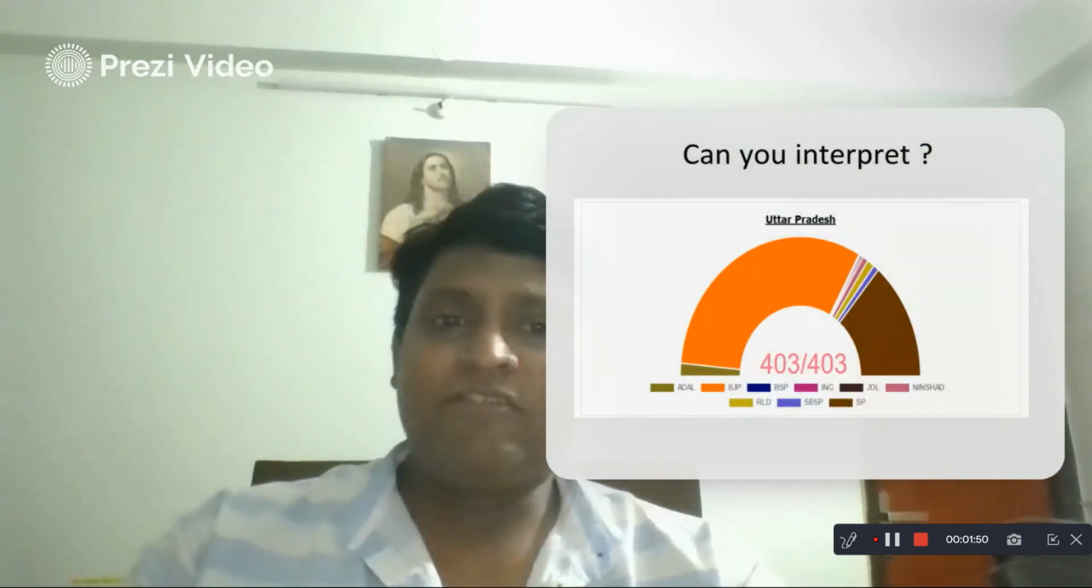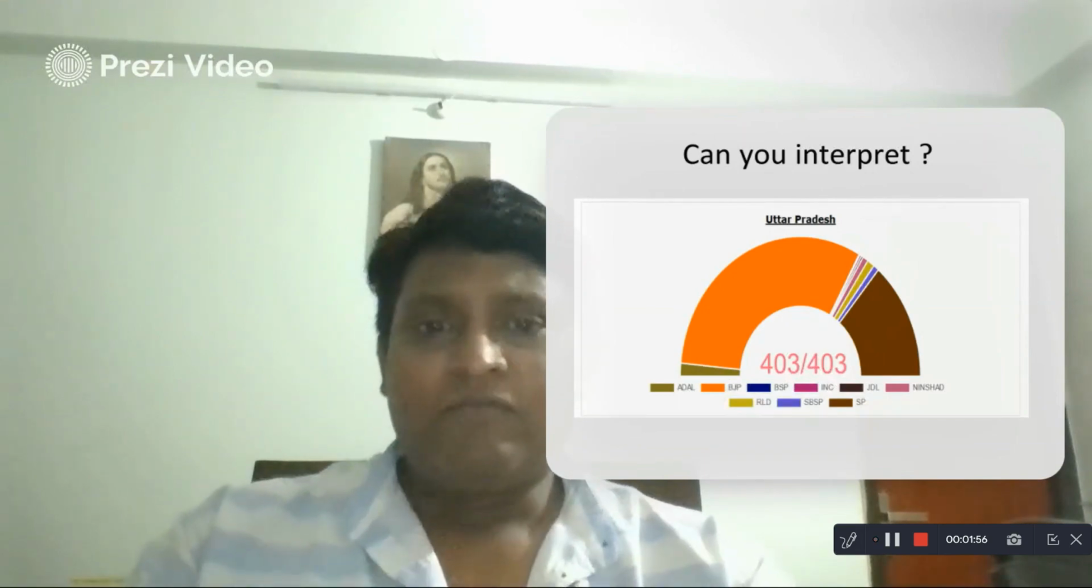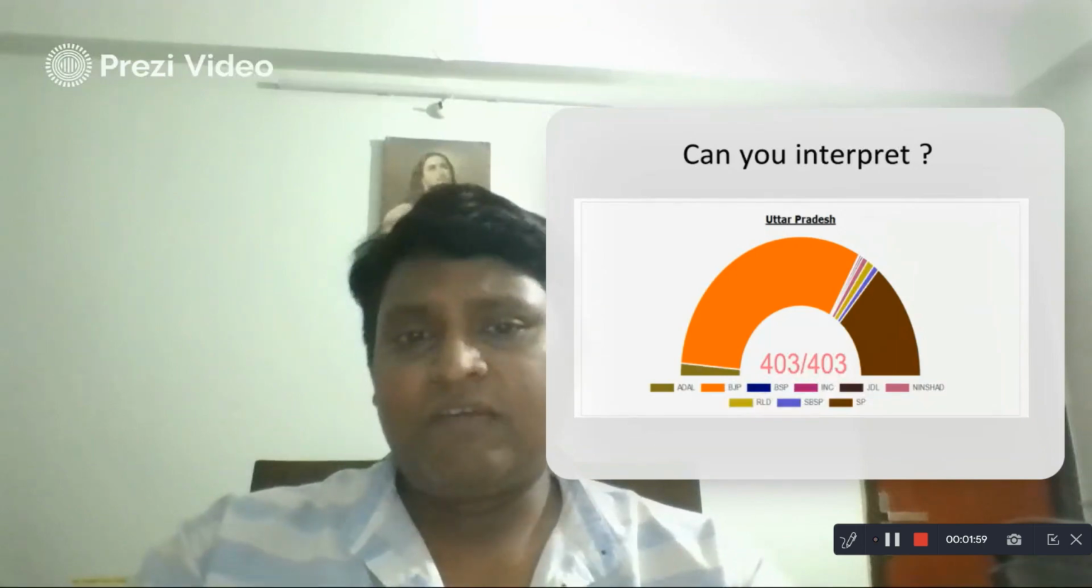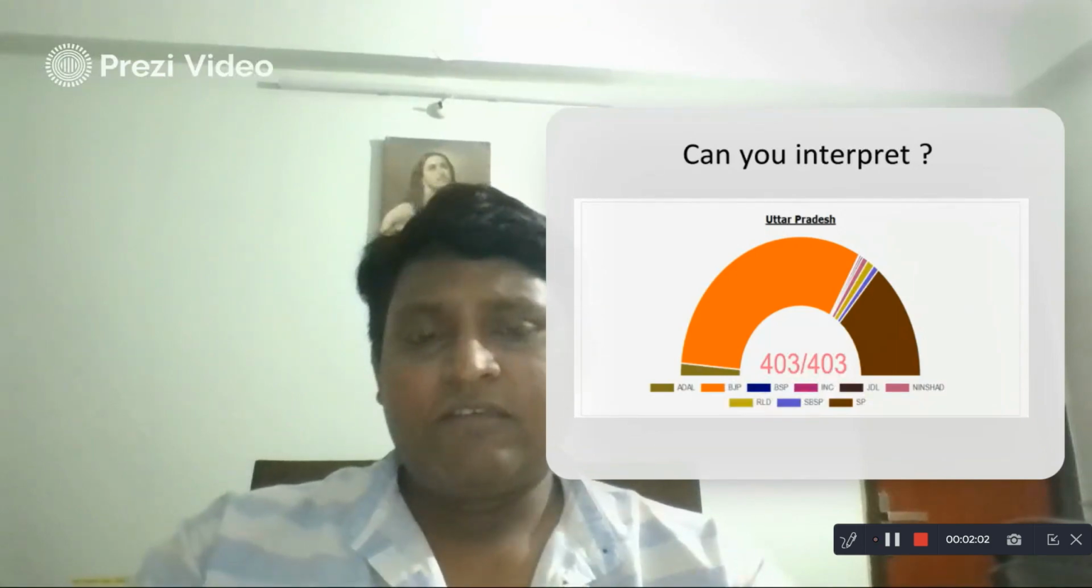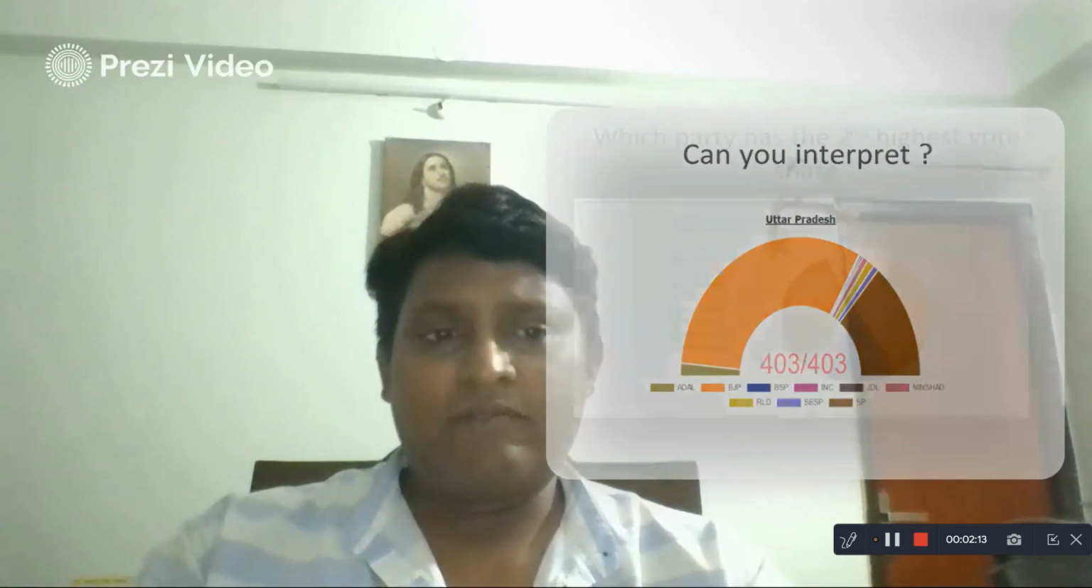This is data showing the Uttar Pradesh electoral results out of 403 seats available. What is the result? The majority chunk has been taken by the BJP, and the other parties show how many seats they have won. People can comprehend this when the data is shown in the form of a pictorial image, or you can say a pie chart format.